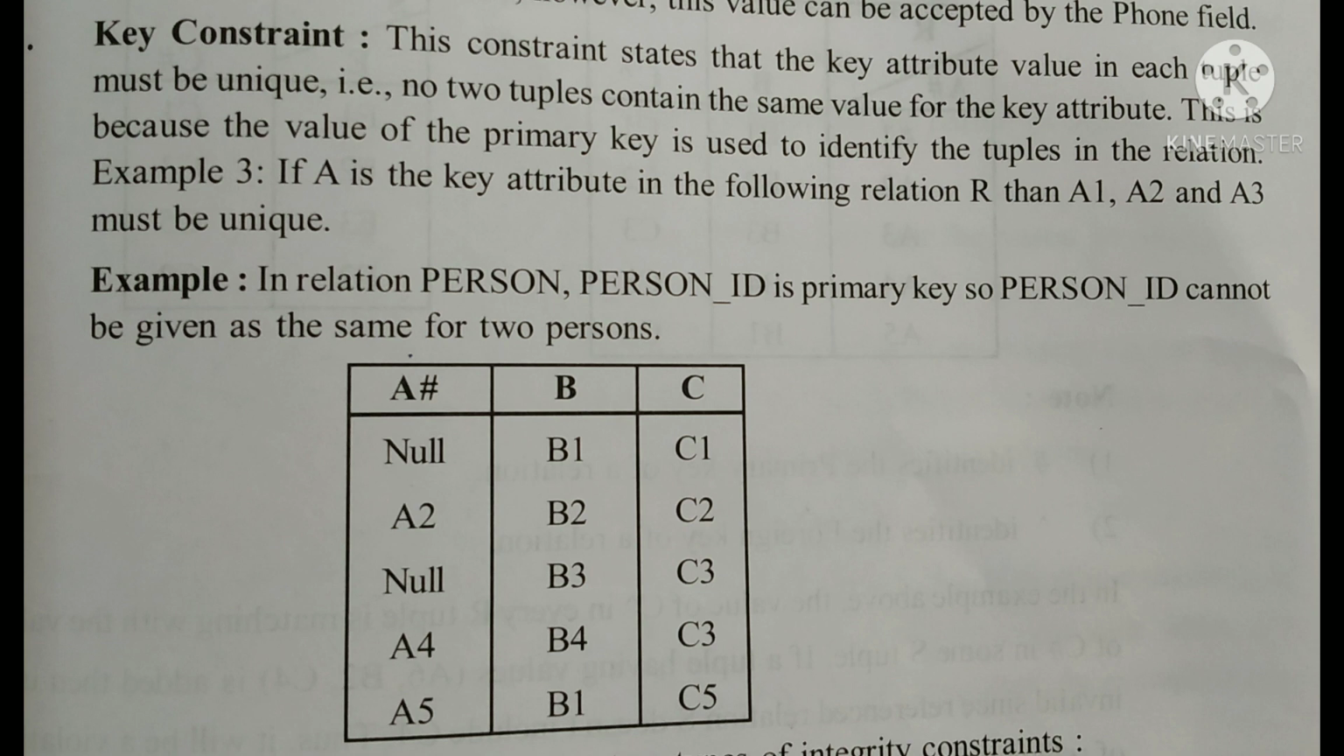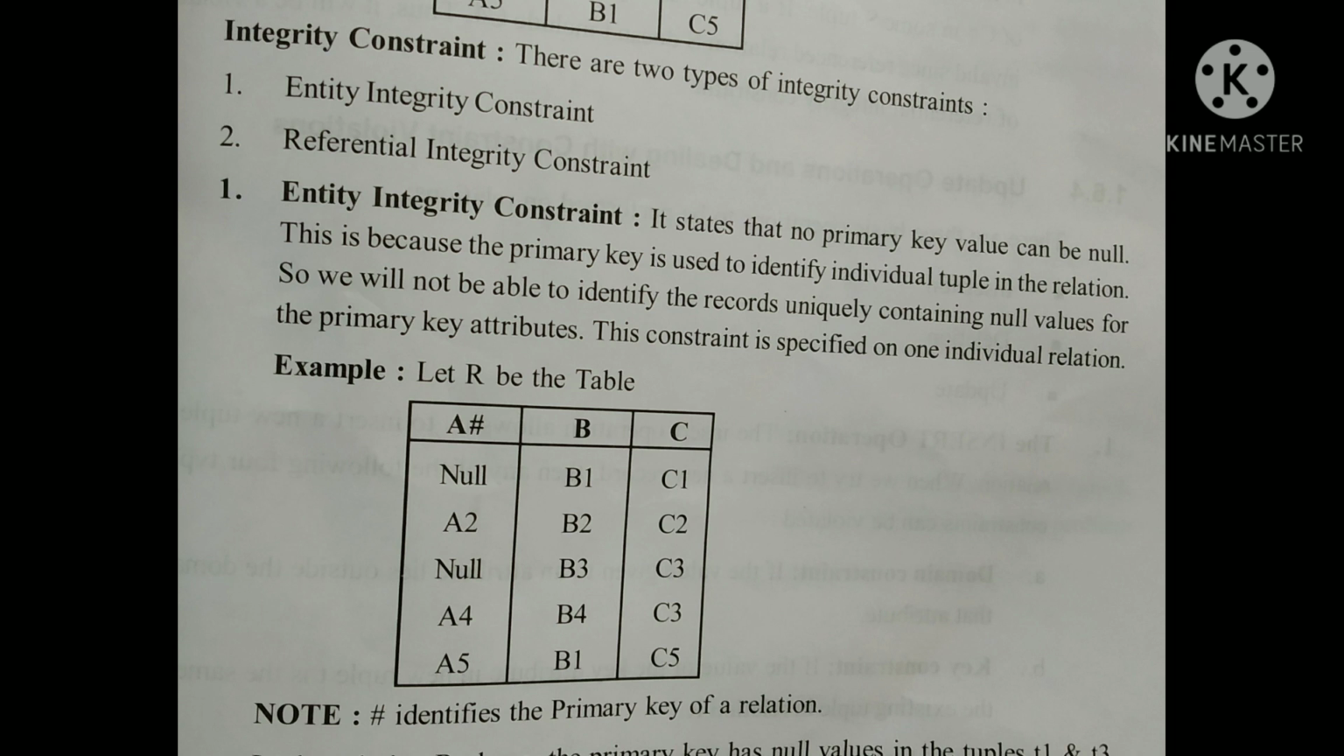The second constraint is the key constraint. This constraint states that the key attribute values in each tuple must be unique. These are unique values; they do not match. No two tuples can contain the same value for the key attributes. This is because the values of the primary key are used to identify the tuples in the relation.